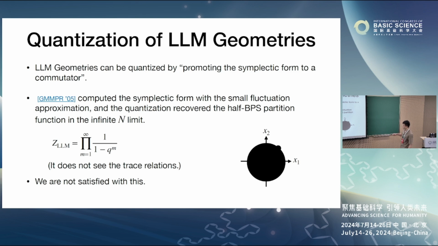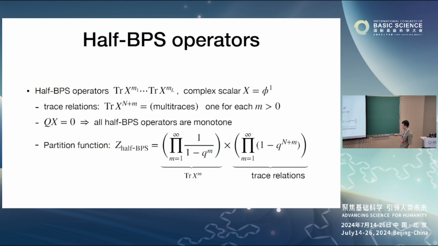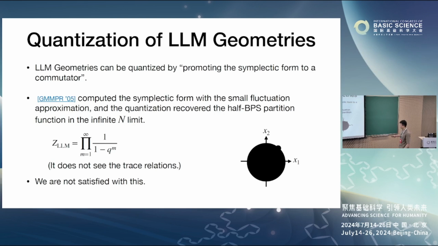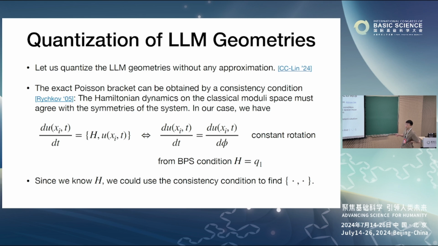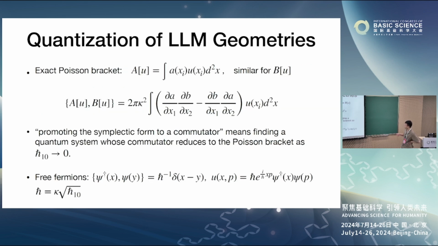You can see that this one agrees with the previous one in the infinite n case. So if we take the infinite n limit, the trace relation would just completely drop out and we get the first term. But we're actually not satisfied with this. We can actually compute the symplectic form at finite rank. I will skip the argument, but that's the result of the symplectic form. And now, to quantize the system, we just need to find a quantum system whose commutator reduces to this symplectic form as the Planck constant goes to 0. And such a quantum system is actually a free fermion system.